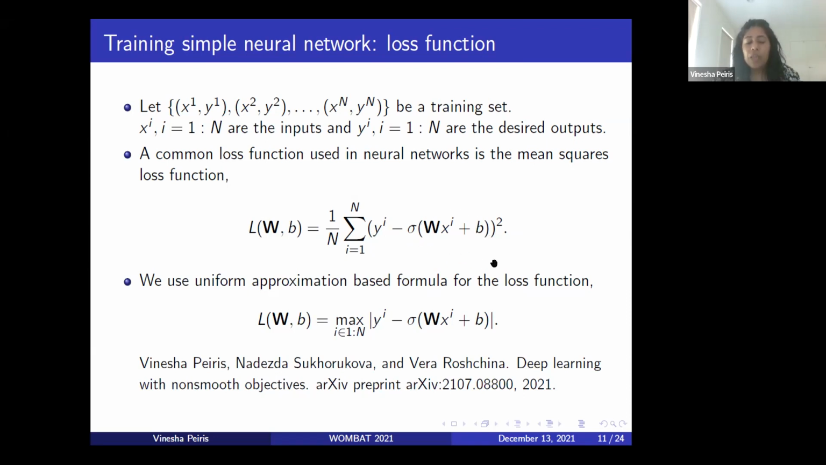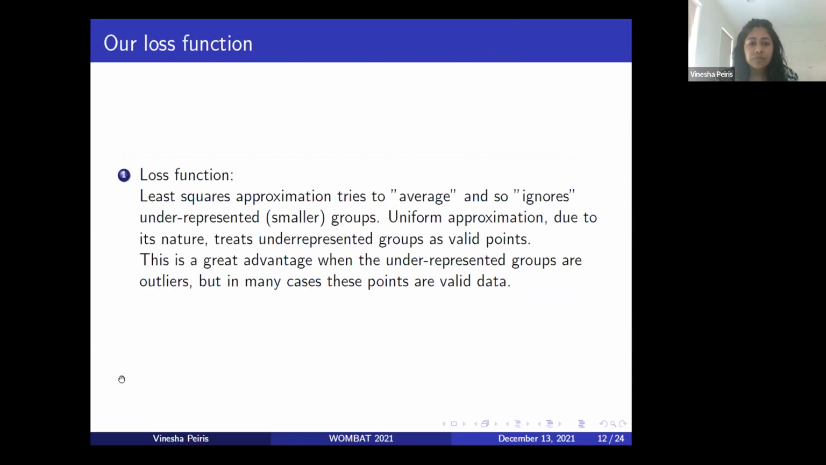So you try to minimize the error between the desired outputs coming from your training set and the output computed by your network. Now, we are actually going to use a uniform approximation based formula for the loss function. So we try to minimize the worst error. And again, this is actually not new. People use this one, but they actually did not know when to use this formula. So in this paper, we demonstrated that this uniform approximation based formula is actually beneficial if your training set is either small but reliable, or if you have underrepresented points or underrepresented classes in your data sets.